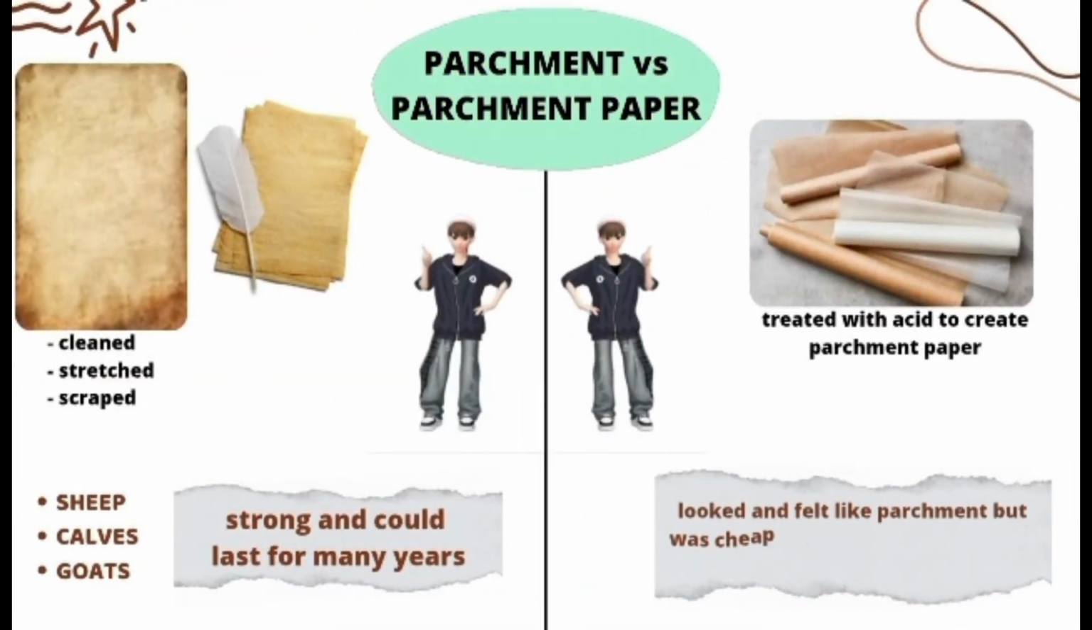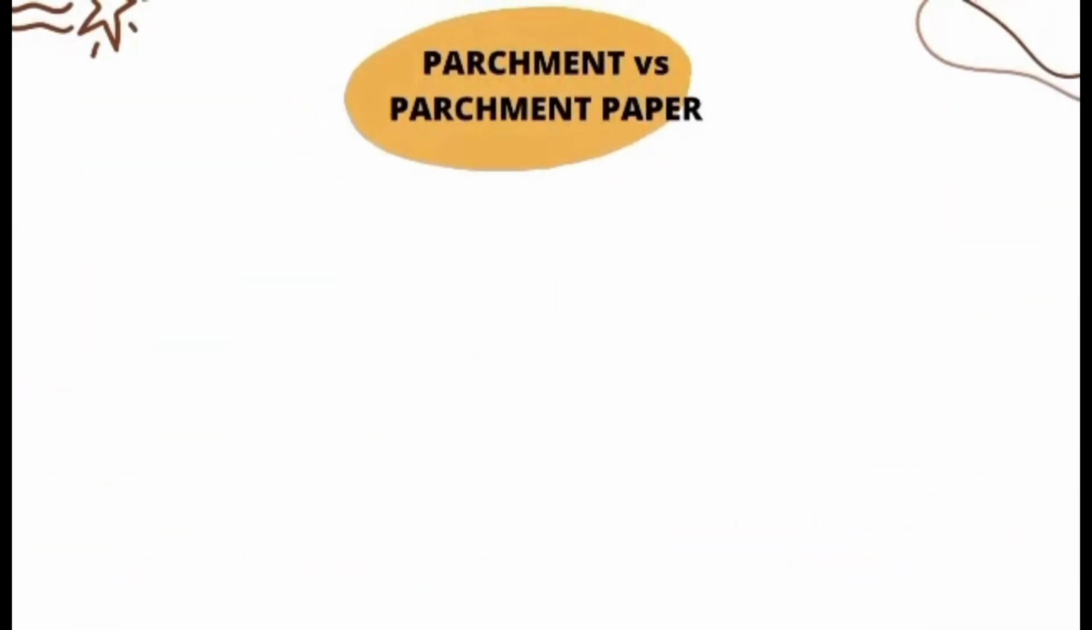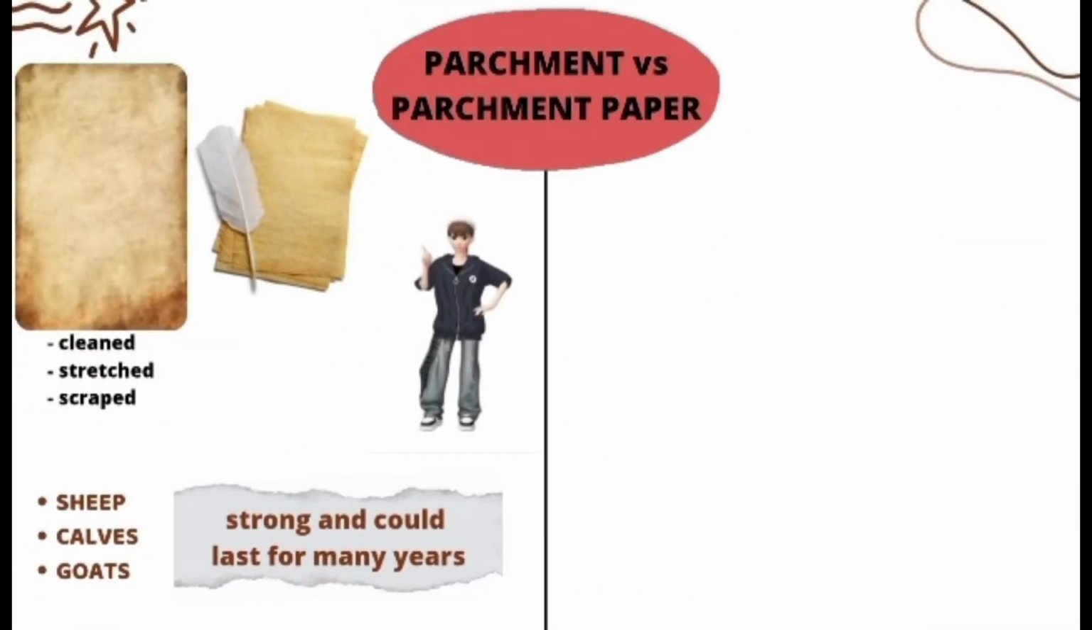Let's take a look at how it changed from animal skins to the modern parchment paper we use today. Long ago, parchment was made from animal skins like sheep or goats. People clean, stretch, and scrape the skin to make it smooth for writing. It was strong and could last for many years.